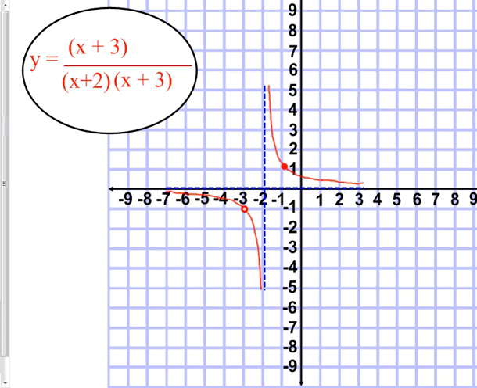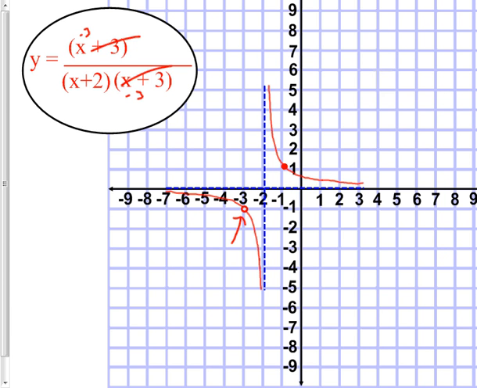Okay, take a look at this one. Do you see there should be a hole? Where? -3. Cut the cancels there and there. And -3 is the thing that makes it special, because that would have a 0 on the bottom. But it's being canceled by the thing on the top. So -3, there should be a hole right there, and there is.